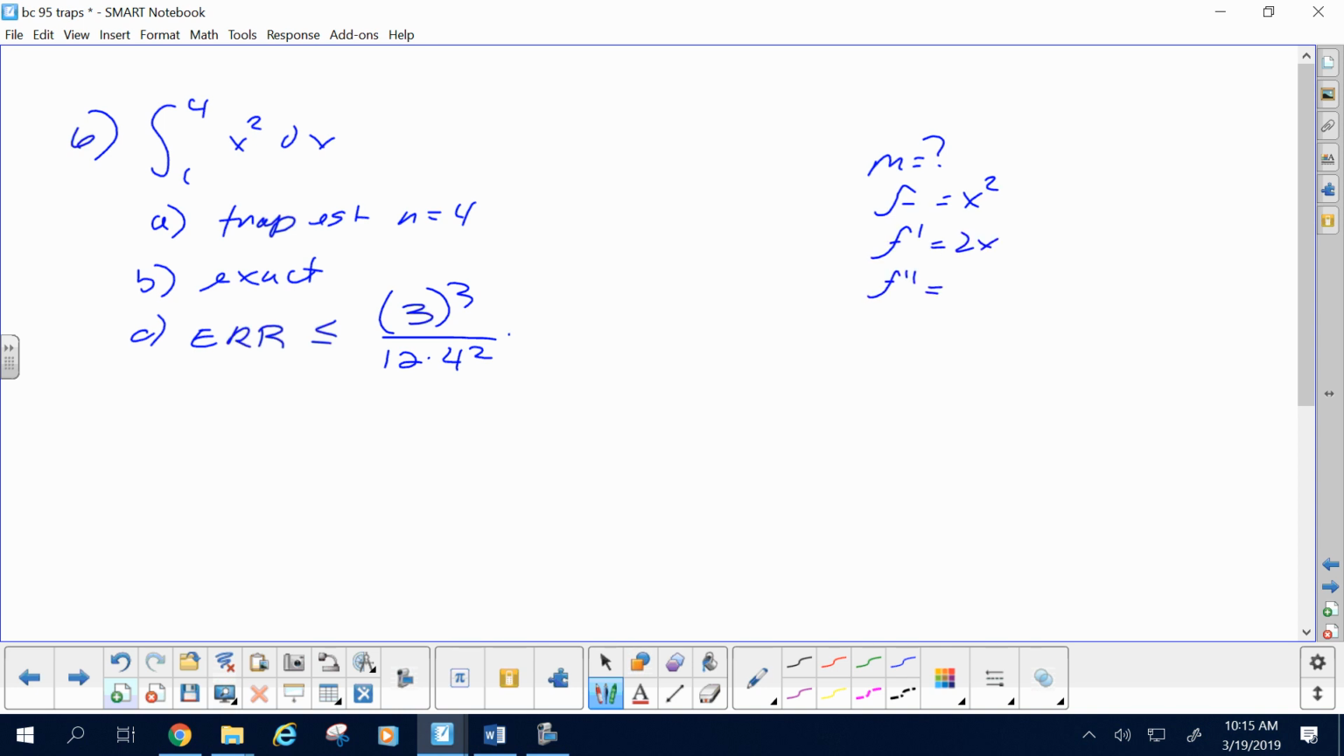So what's m? 2. So the error is less than whatever that is. Okay? D then is how many number of trapezoids required?